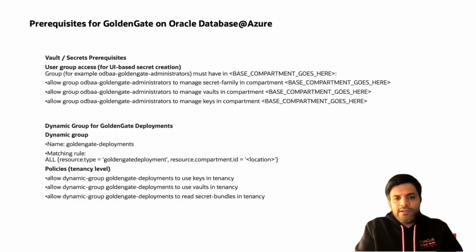For secrets management, the same group also needs write access to vaults, keys, and secrets in the GoldenGate compartment. This is what allows users to create and use secrets directly from the GoldenGate UI and configure deployments and connections. On top of user access, we also define a dynamic group for the GoldenGate deployments themselves. This lets the GoldenGate deployment access OCI services securely, like vault and keys. With these prerequisites in place, your environment is ready, and you can create, modify, and delete GoldenGate deployments on Oracle Database at Azure.